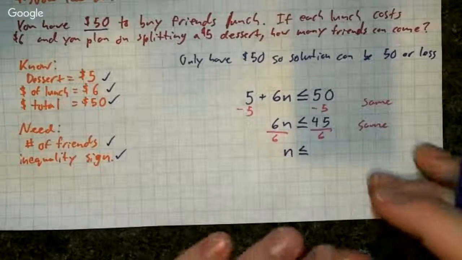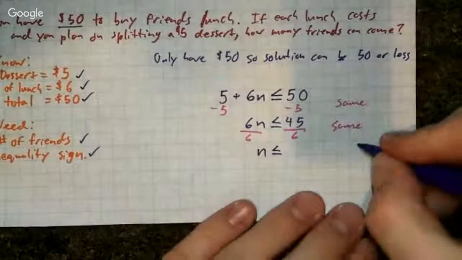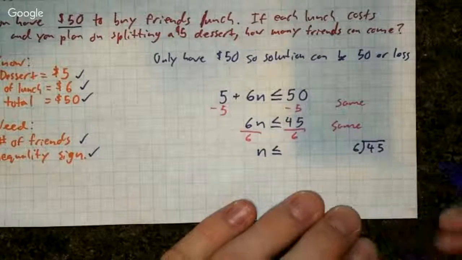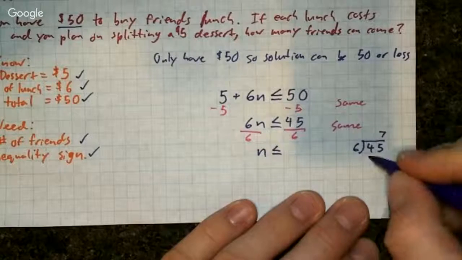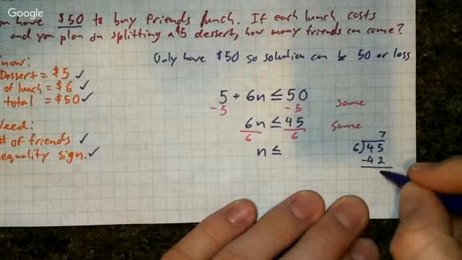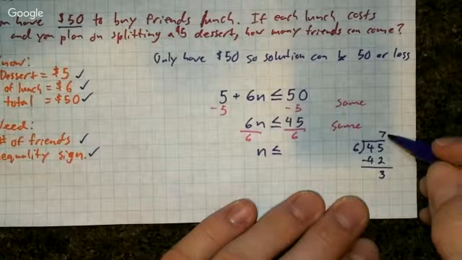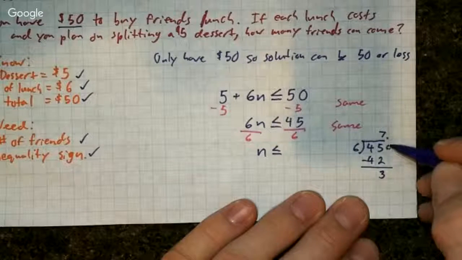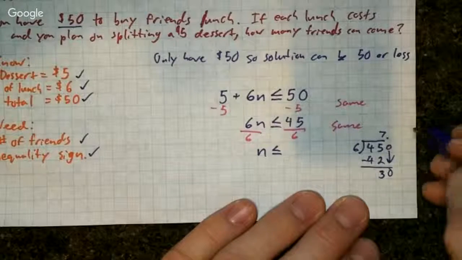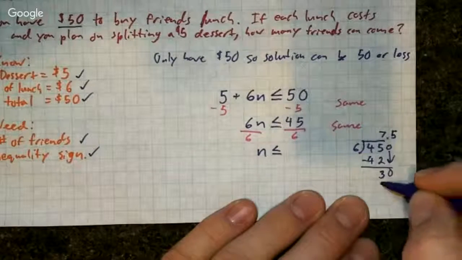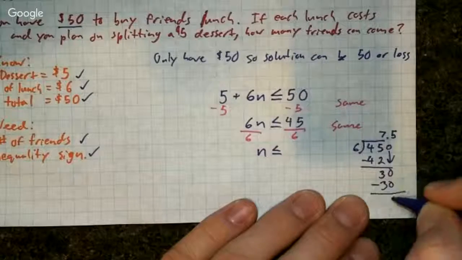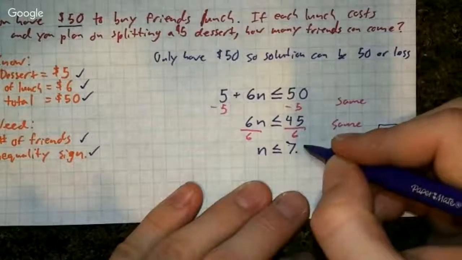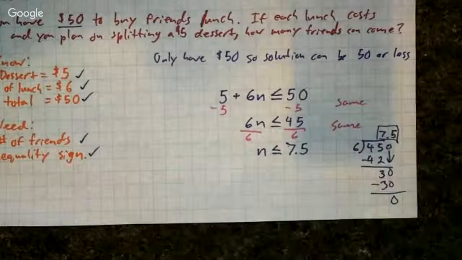Not so sure on my 45 divided by 6 off the top of my head. So over here on the side, I'm just going to say 6 goes into 45. 6 goes into 45 7 times. 7 times 6 is 42. We subtract and get 3. 6 can't go into 3, so I can put a decimal point, put a 0. 6 goes into 30 5 times. 5 times 6 is 30. We subtract, get 0. Perfect. 7.5 friends can come.